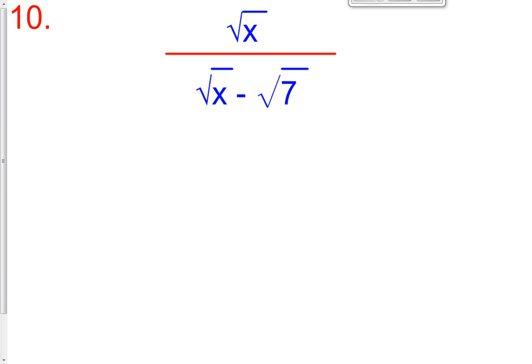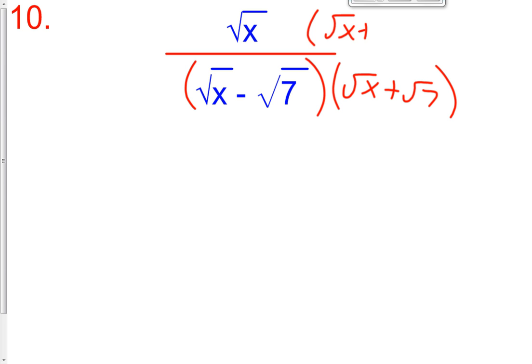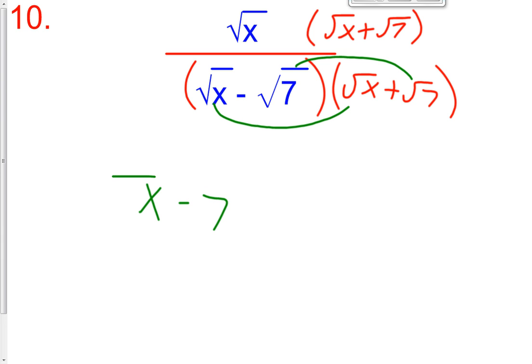Problem number 10. Why don't you guys pause the video and try this one on your own. You multiply by the conjugate, which is the square root of x plus the square root of 7. Square root x plus square root 7, both top and bottom. In the bottom, square root x times square root x is x. There's our first times the first. And our last times the last is going to be a negative square root 7 times a positive square root 7 is a negative 7. So in our denominator, we have x minus 7.